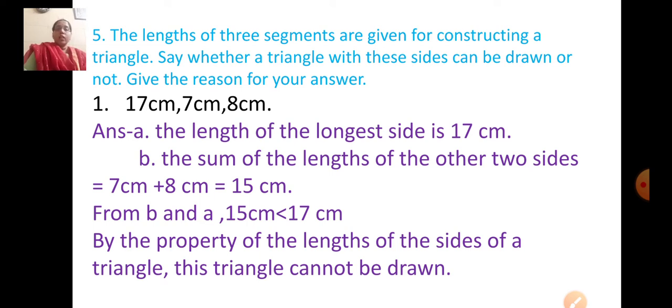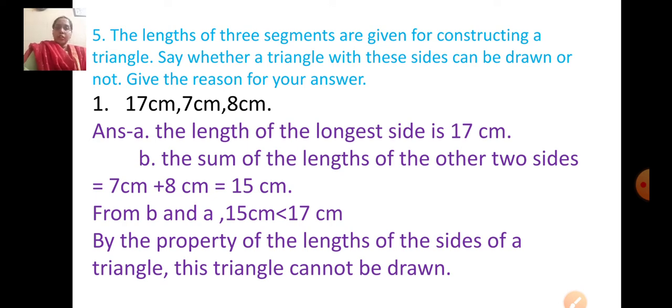But what does the property say? It says the sum of the length of the two sides of a triangle should be greater than the third side. But here as we are adding, we are not getting the sum as greater. We are getting a smaller sum, right? So we cannot draw a triangle. So here I have written from B and A, 15 centimeter is smaller than 17 centimeter. So by the property of the length of the sides of a triangle, this triangle cannot be drawn.